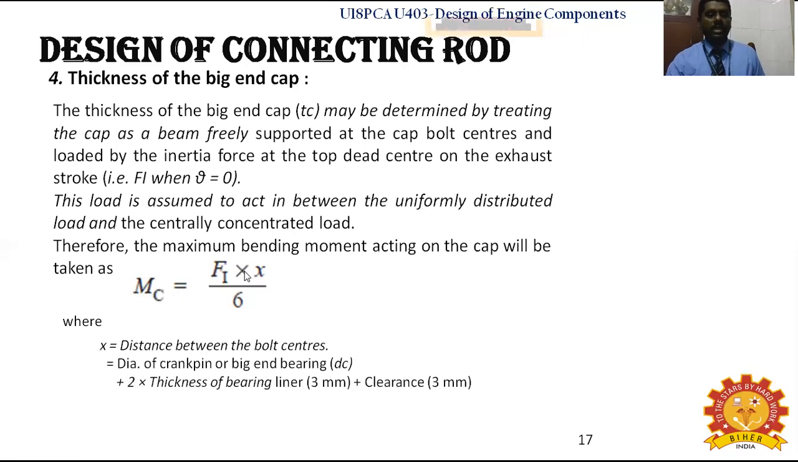And also here the x value is what? A distance between the bolt centers, that will be equal to diameter of crank pin or big end bearing, plus 2 into thickness of bearing liner, that is 3 mm thickness of bearing liner, and plus clearance you are giving 3 mm.